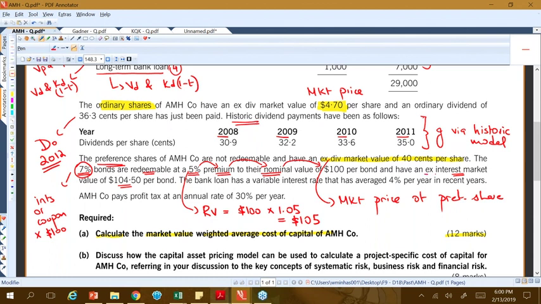And have an ex-int market value of 104.50. What is this? This is the market price of this debt. This is the market price of the debt. Traded debt, so it has a market price.